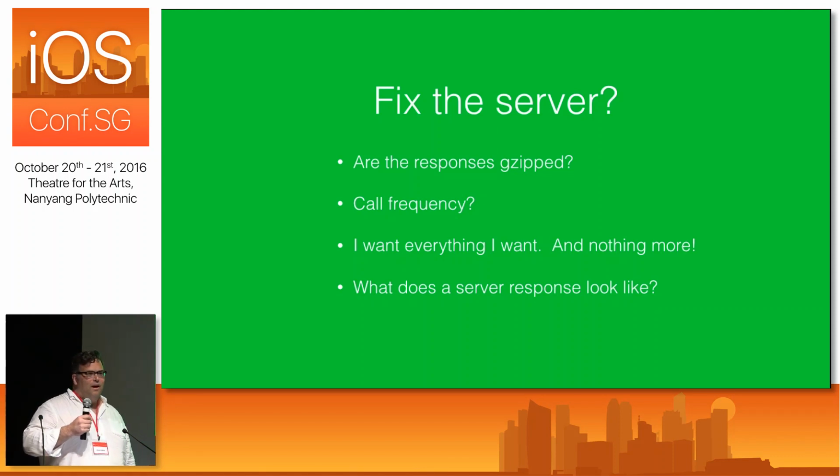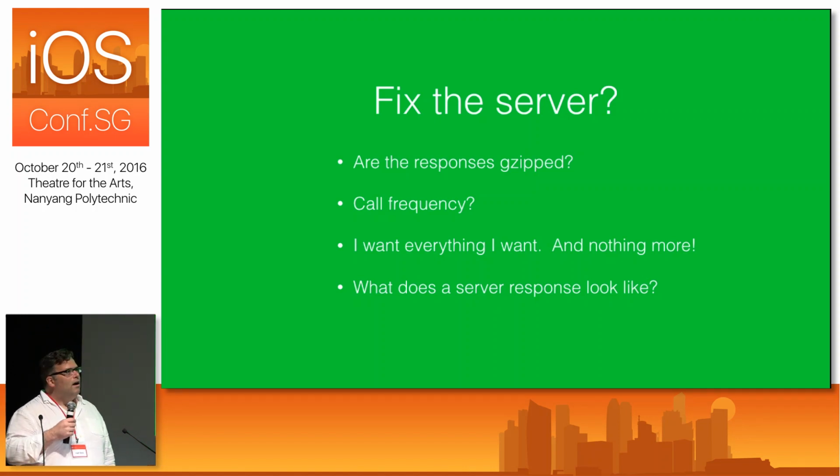The quick thing you can do is make sure your responses are gzipped. So if you run a network proxy debugger like Charles, you can see right there in the header if it's saying it's gzipped. If it's not, turn it on. That will tremendously reduce the amount of data coming across the phone. How often are you making calls? If you can reduce them, that's great. And there's a really good reason for reducing call frequency, and I'll come back to that in a little bit.